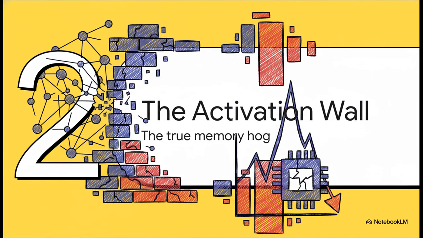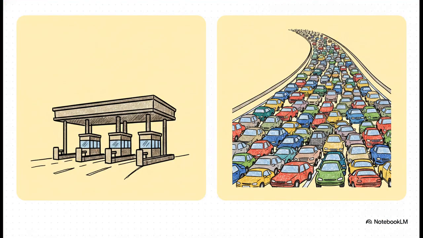Moving on to Section 2, hitting the activation wall. Alright, so if the parameter count isn't what's eating up all our memory during adaptation, what on earth is? Well, we're hitting what researchers call the activation wall. And to really visualize this, think of it like a traffic jam. When we train a model, we have static costs and dynamic costs. Those parameter weights we've been obsessing over? Entirely static. Think of them as physical concrete toll booths on a highway. Once they're built, they just take up a fixed, predictable amount of space.